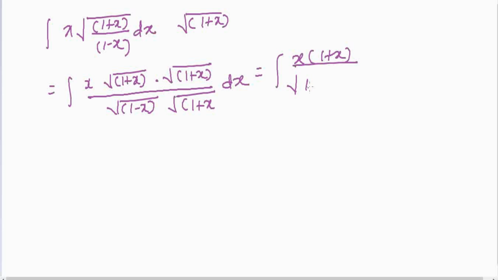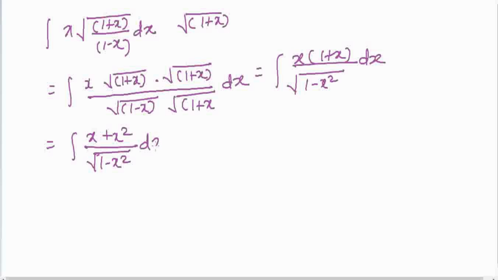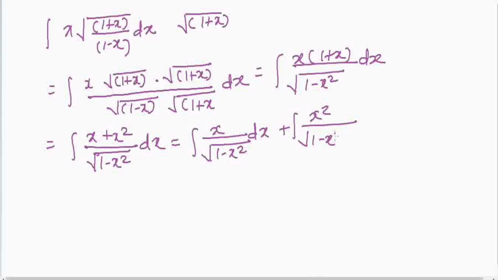So this will be 1 minus x square into dx, equal to integration of x plus x square divided by under root of 1 minus x square into dx, equal to, separating, integration of x divided by under root of 1 minus x square into dx plus integration of x square divided by under root of 1 minus x square into dx.